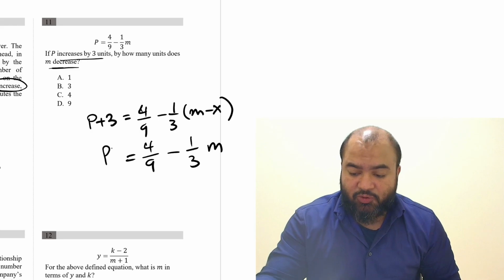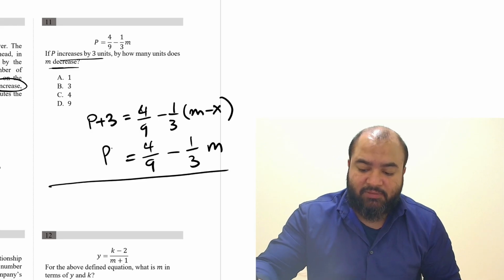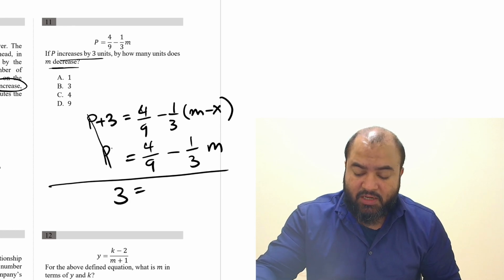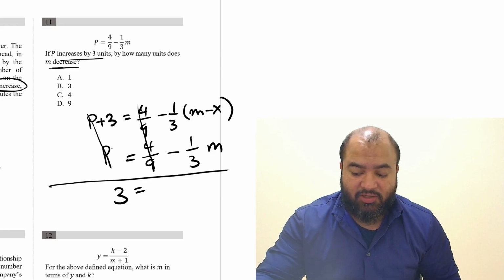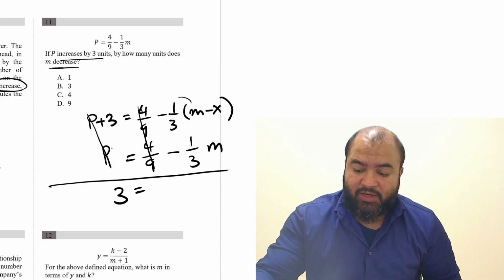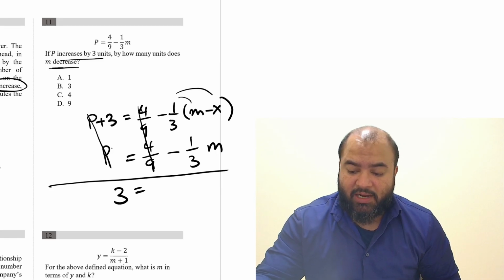Now, as you can see, two equations. I can do system of equation. I can just minus them. P minus P is 0. 3 minus 0, that's just 3. 4/9 minus 4/9 is 0. And negative 1/3, right? If I distribute it, it'll be negative 1/3 M.